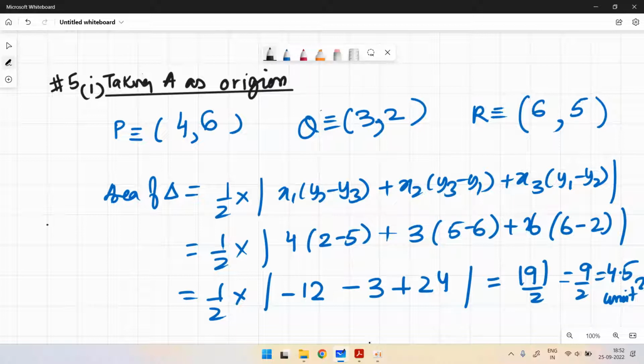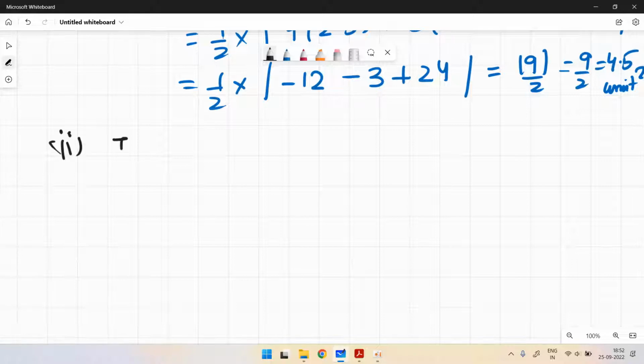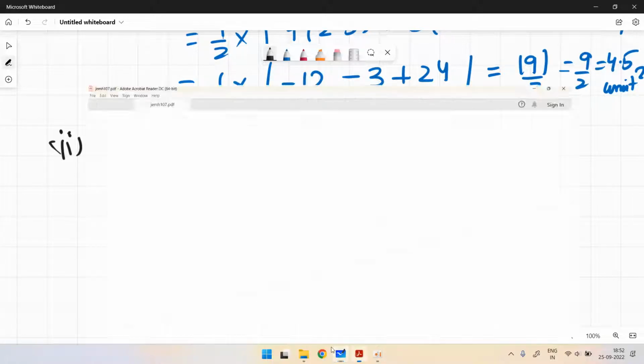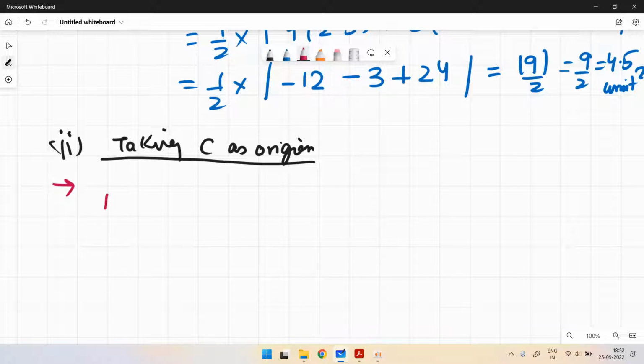Now the second case is when you are taking C as origin. Taking C as origin, then what are P, Q and R? This is P, comma Q will be, and this will be R.